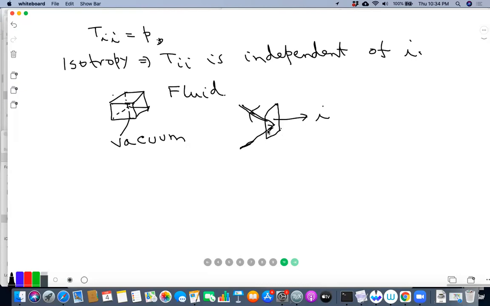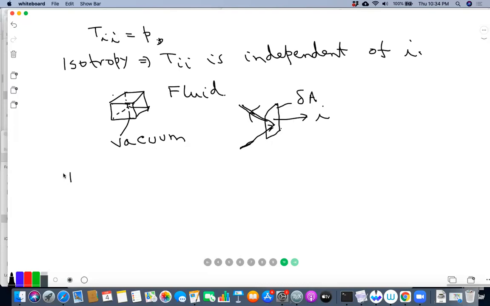And of course, everything happens from the left because on the right, it's part of that box. Inside the box, there's vacuum. So I am imagining that this wall is the left wall of this box. So everything is happening from the left. And let's suppose that this area is delta A.